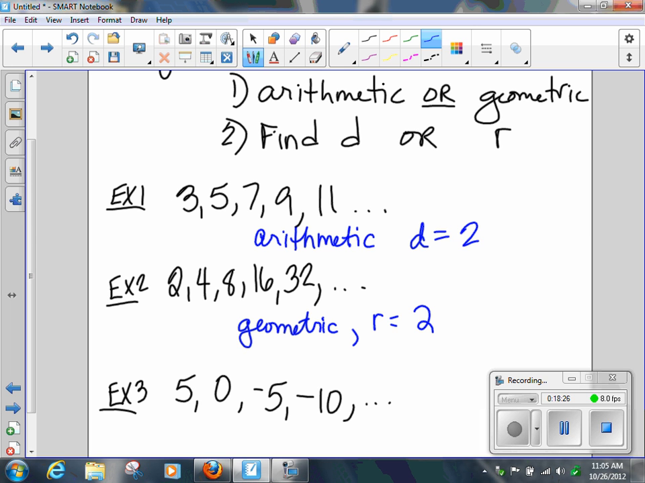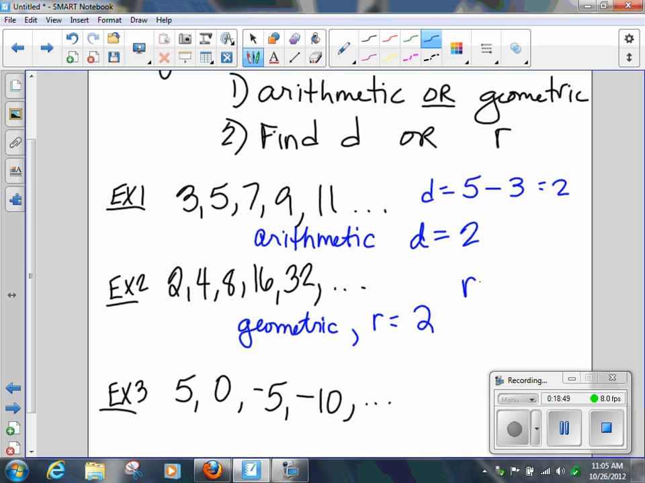R equals 2. How would you figure, I mean, this was easy. You could see this. But well, how would you figure it out? How did we figure out the difference? We found the second term subtract the first term. No matter what, that's what we did, right? And we got 2. How do you figure this out? D.